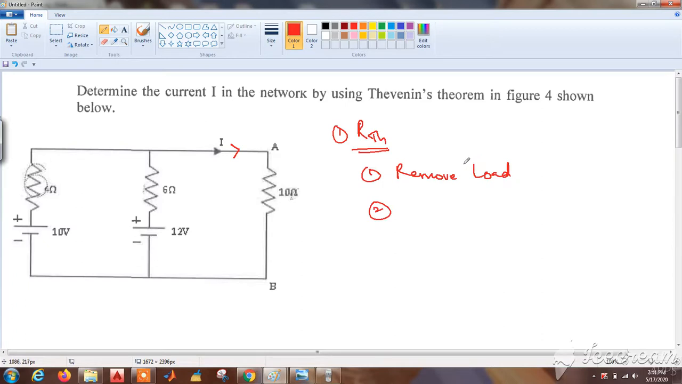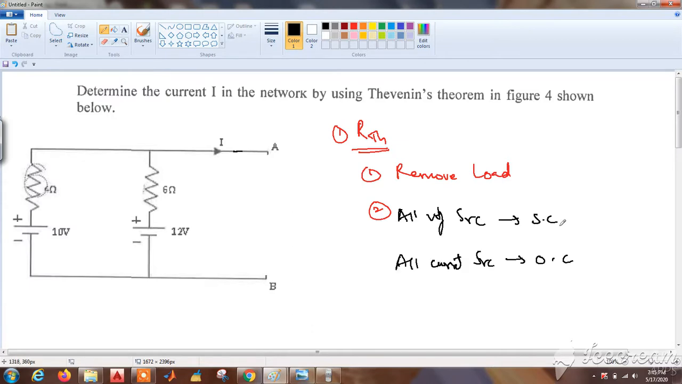So first we will find Thevenin's resistance, that is RTH. The first rule is that we have to remove the load. So let us remove the load through which we have to find the current like this. The second rule is that all the voltage sources should be short circuited and all the current sources present should be open circuited.